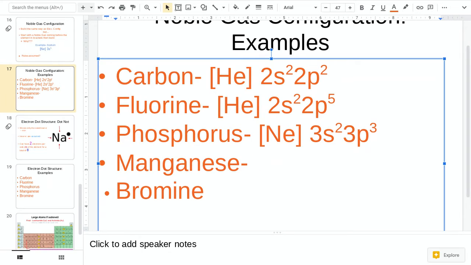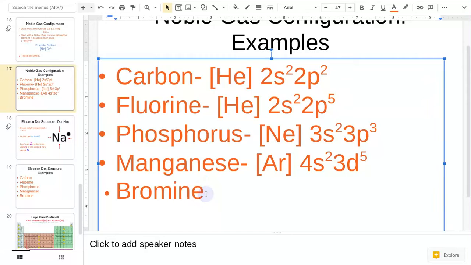Manganese, right? Manganese is in period 4, so we would build from period 3. This would be argon. Again, you don't have to memorize that. It's just part of your notes. And then we come down to 4s. Make sure you're looking at your periodic table. 4s would be a 2. And then what do we need? We need our 3d5. And that's it. We got rid of everything else in front of it with just a bracket and our noble gas.